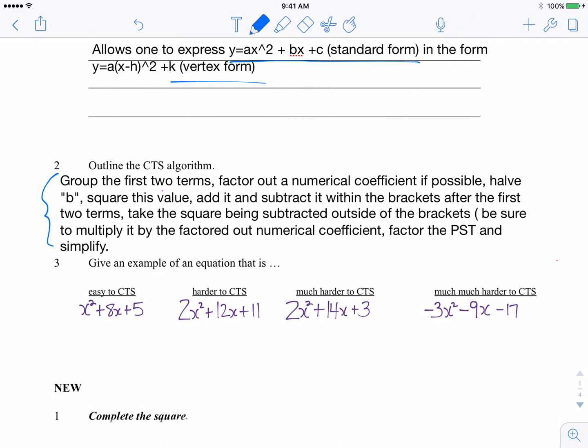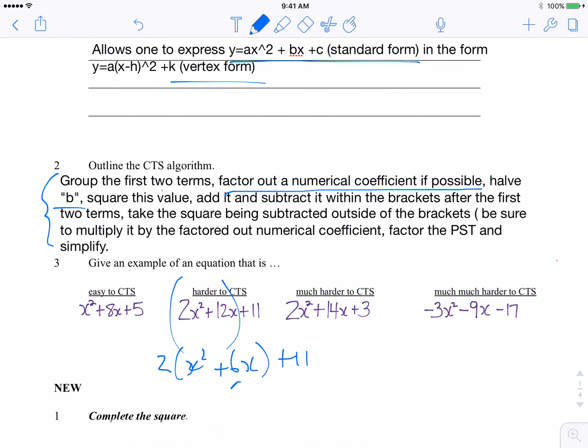So the algorithm, or the pattern or process that we follow, the set of rules that we follow for completing the square, is group the first two terms together. So for example, I'm going to use this example right here. We would group x squared plus 8x together. Factor out a numerical coefficient if possible. Now in this case, we don't have a numerical coefficient. You know what though? Let's use this one then. Let's make life a little easier. So in this case, if we had to factor out a numerical coefficient, we take a 2 out, and we write 2(x squared plus 6x) plus 11. That's what it tells you. So factor out a numerical coefficient if possible.